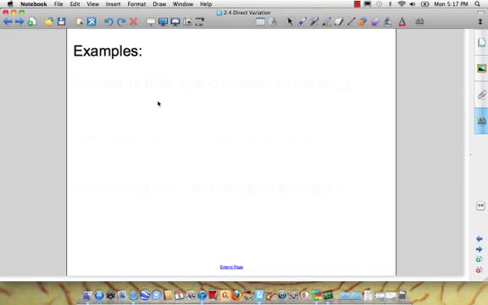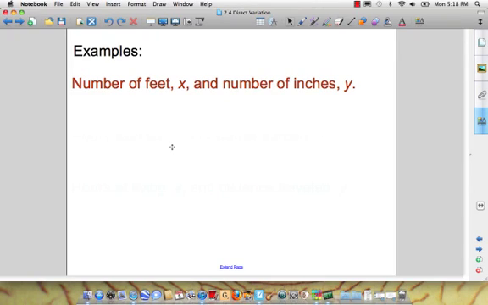Okay, so here's some examples of quantities that vary directly. Number of feet, x, and number of inches, y. For example, if you have 3 feet, you know that that's going to be 3 times 12, 36 inches. Okay, and if you double that, 6 feet, you're going to double the number of inches, 72 inches.